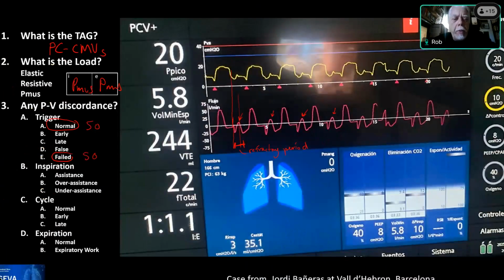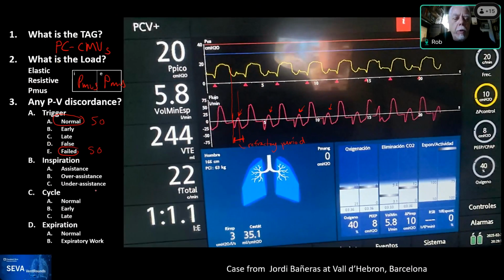Loaded, the word loaded means the patient is actually doing work on the ventilator, trying to, and not getting anything for it.